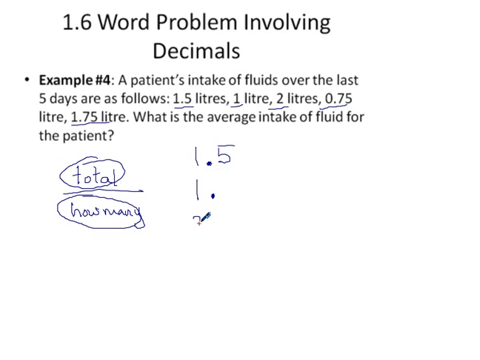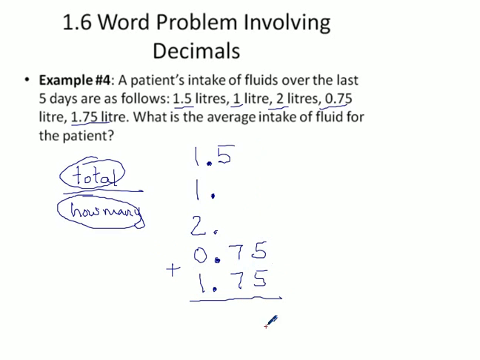2 is 2.000. Then we have 0.75. I'll actually put the 0 there. I like leaving zeros. And then we have 1.75. Adding all these up will give us our total.